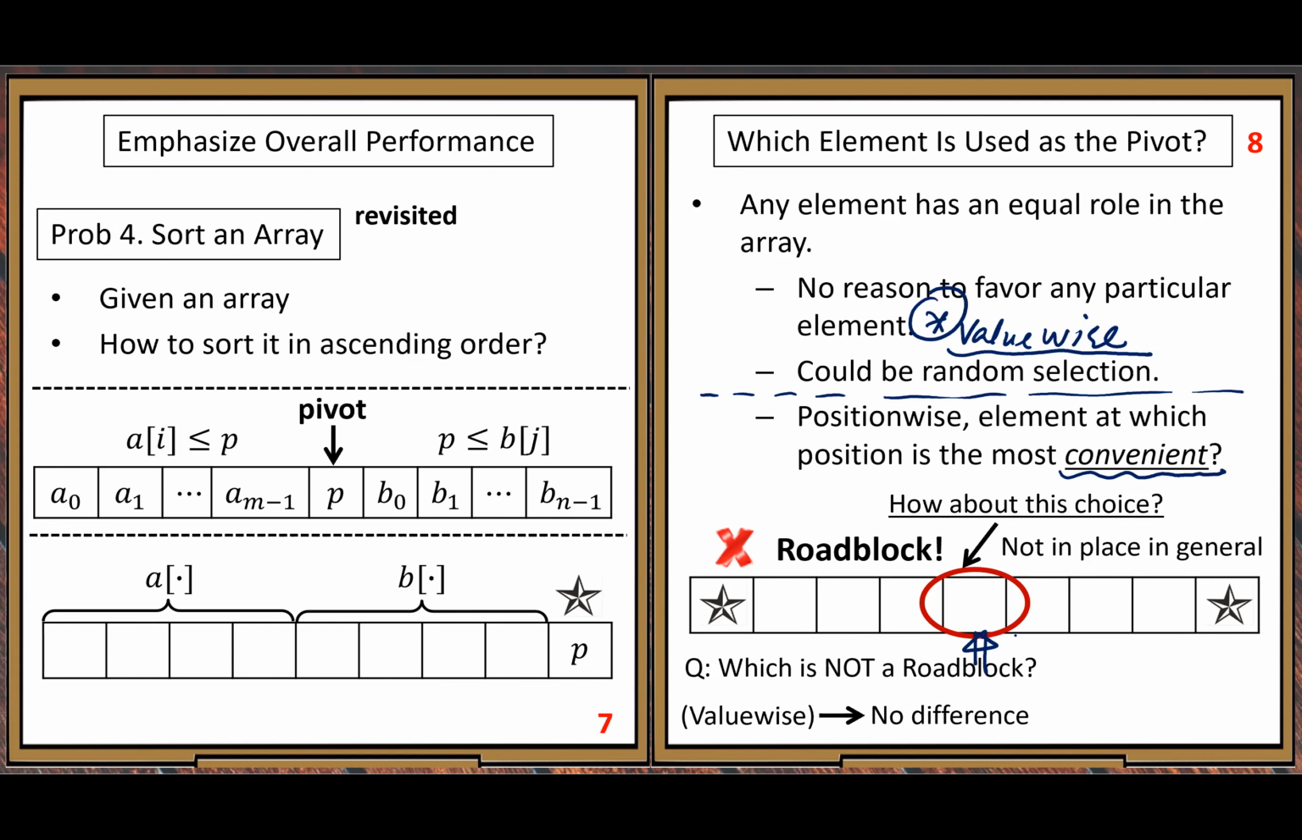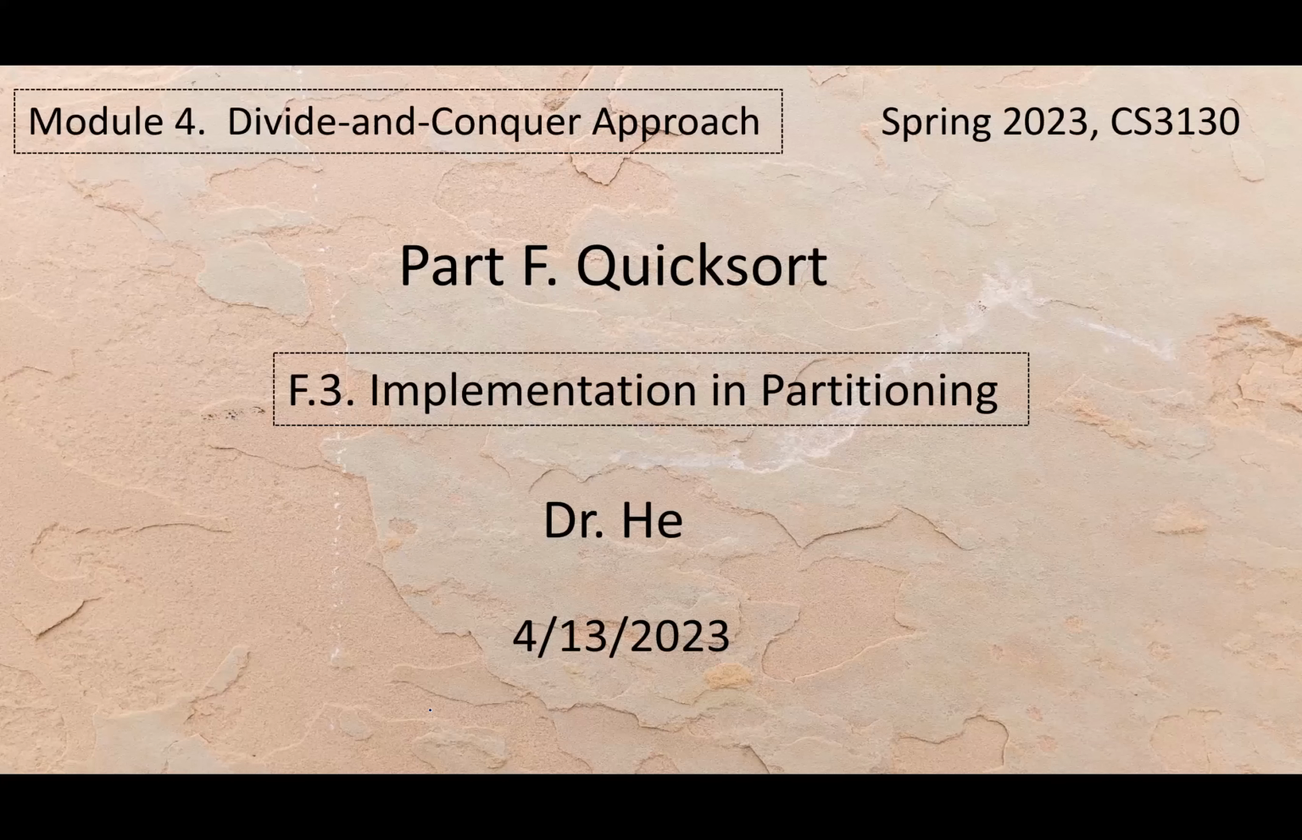We need to move the elements around. To make this happen, we need to move some of the elements. But the destination is like this, and the property: A[i] is less than or equal to P, and P is less than B[j]. At the end, we want to have this.